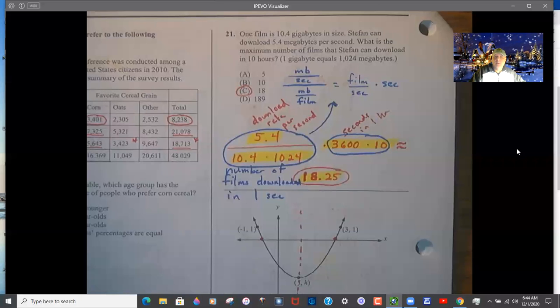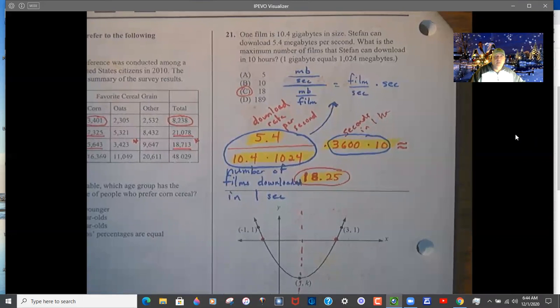These are problems 21 through 30 for the SAT practice test number 1 on the calculator portion, for your assignment number 8 in test prep.